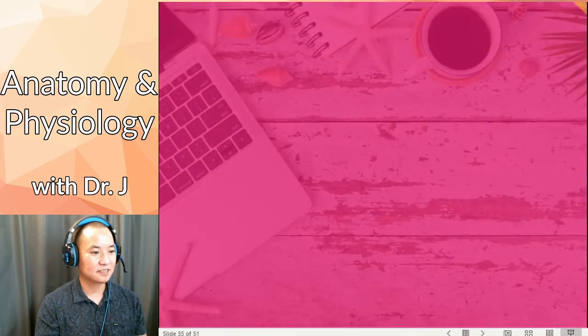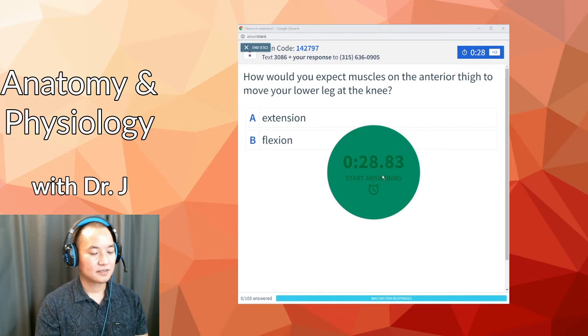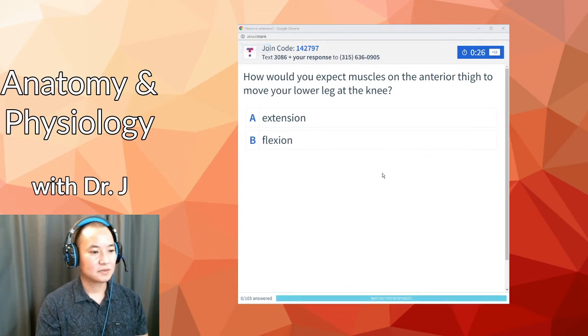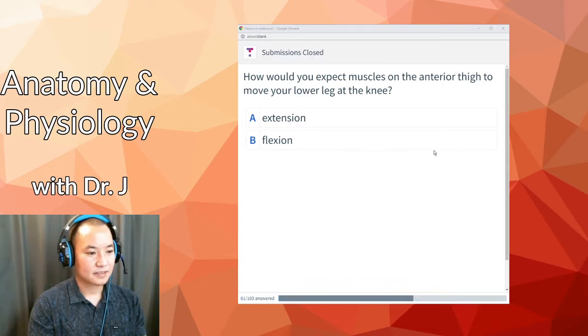Okay, so flexors and extensors. And actually, let's do a really quick top hat question. Or actually, maybe this is kind of out of order, but all right. So let's see what people said. It's almost half and half.